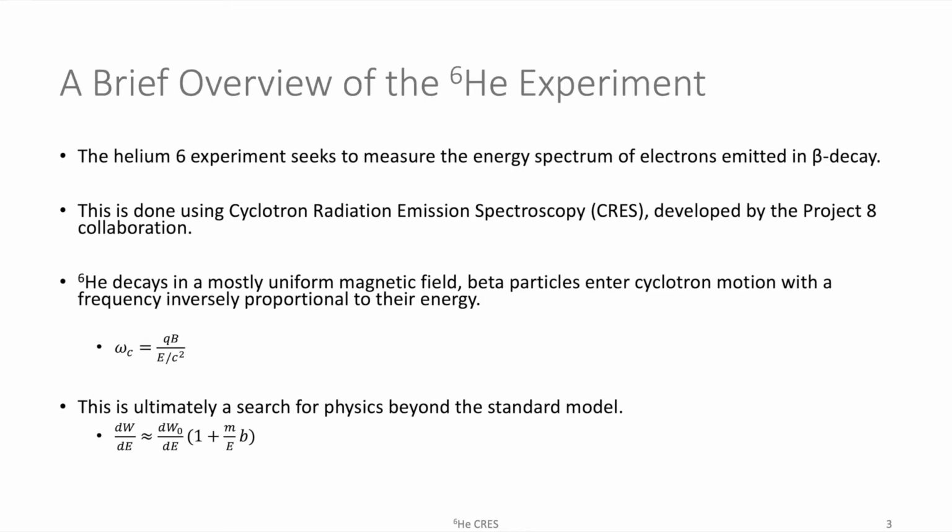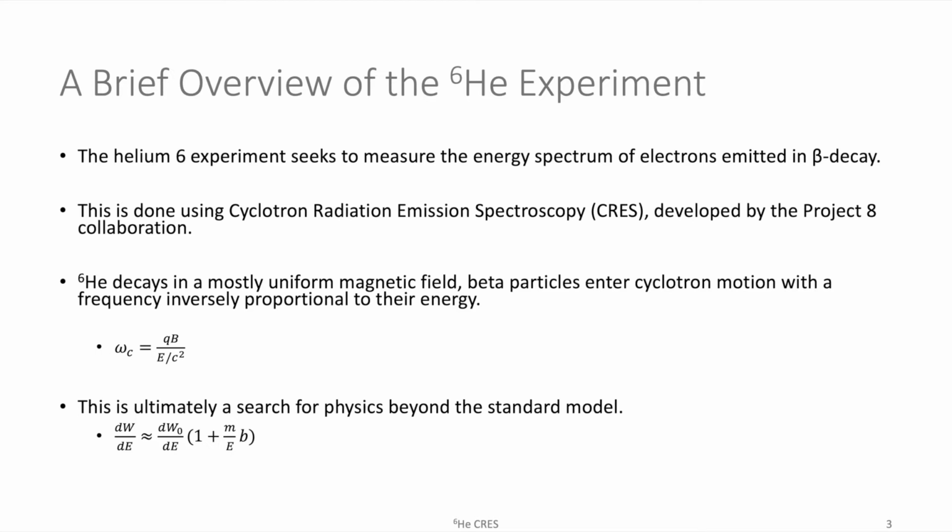The Helium-6 experiment seeks to measure the energy spectrum of electrons emitted in beta decay, and we do this using cyclotron radiation emission spectroscopy, or CRES, which was developed by the Project 8 collaboration. In this experiment, gaseous helium-6 decays in a mostly uniform magnetic field.